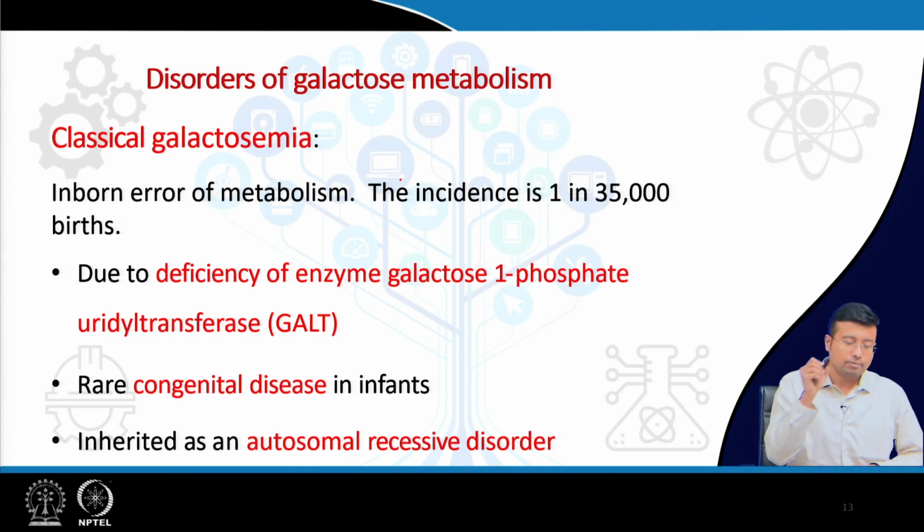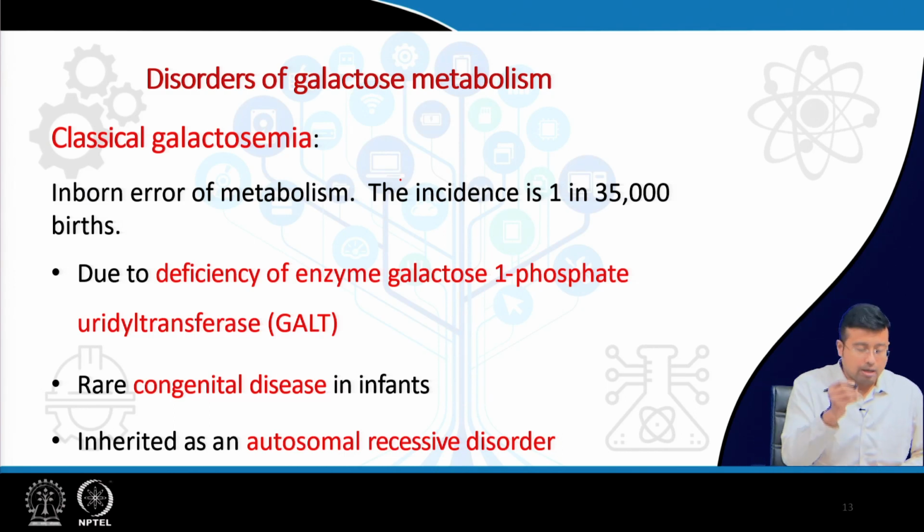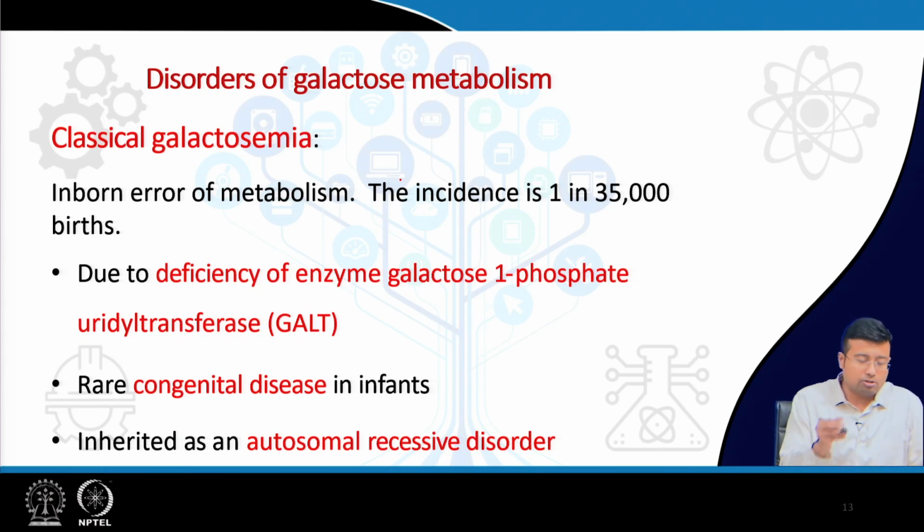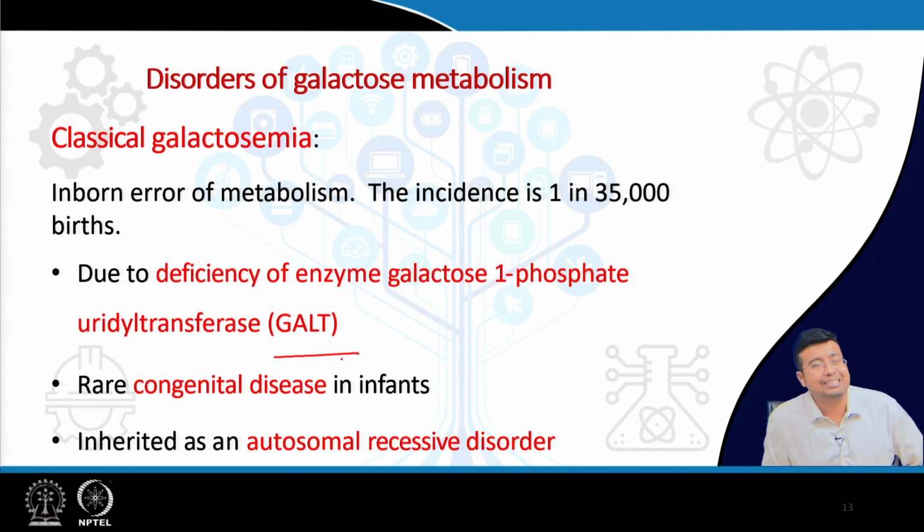So, considering the disorders of galactose metabolism, we move to the next part of the lecture, which is regarding the disorders. This is Galactosemia, and the most important variety of Galactosemia is classical Galactosemia. There may be many types of Galactosemia that we will also be touching very soon. This is an inborn error of metabolism. As I told you, the enzyme that is deficient is galactose 1 phosphate uridyl transferase, or GALT. The incidence is around 1 in 35,000 births. If this enzyme is deficient, galactose cannot be metabolized and there will be many problems. It is a rare congenital disease and it is inherited in an autosomal recessive manner.